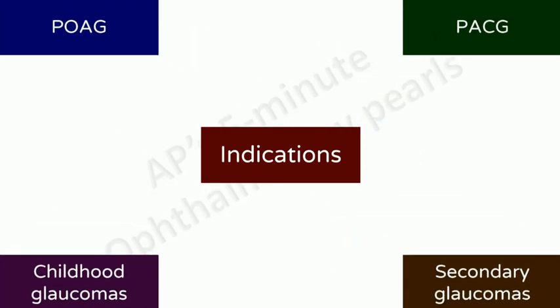So first, what are the indications for trabeculectomy? They can be broadly classified into these four categories. Basically, a trabeculectomy can be performed for any type of glaucoma.